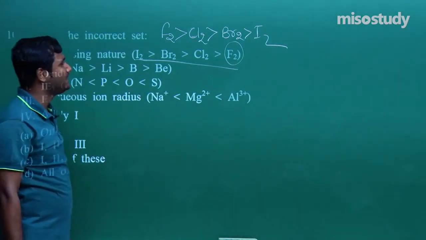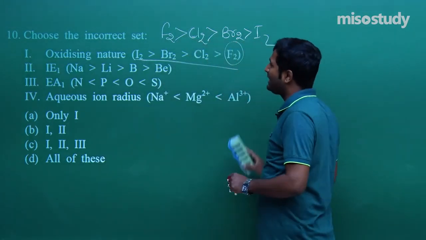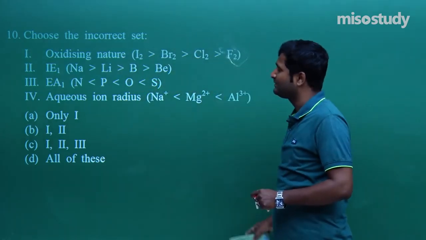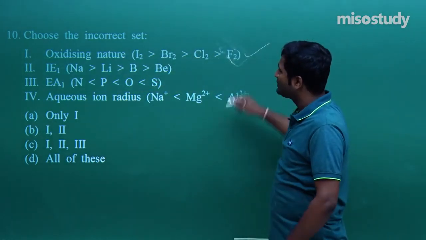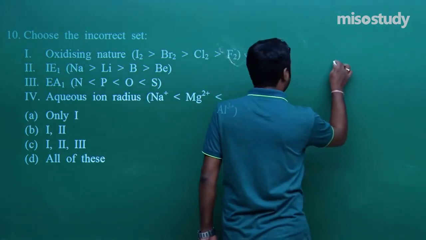F2, Cl2, Br2 and I2. So definitely the first option is not a correct set. Now check out the first ionization enthalpy. What is the order, friend?